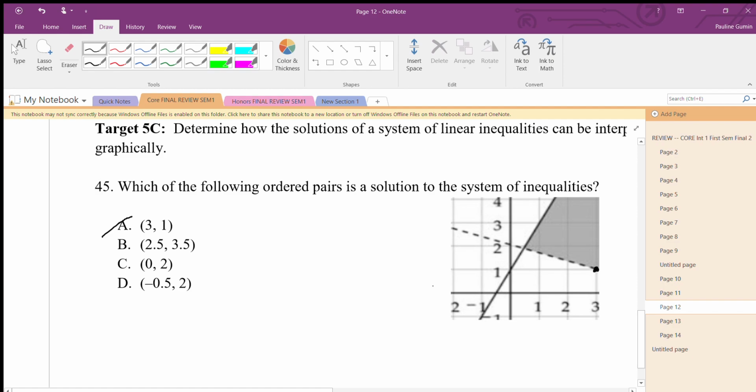Letter B, (2.5, 3.5). So 2.5 is right here. I'm going to go up all the way to 3.5, which is right there-ish. Okay, that's in the gray shaded area. Letter B is our answer.